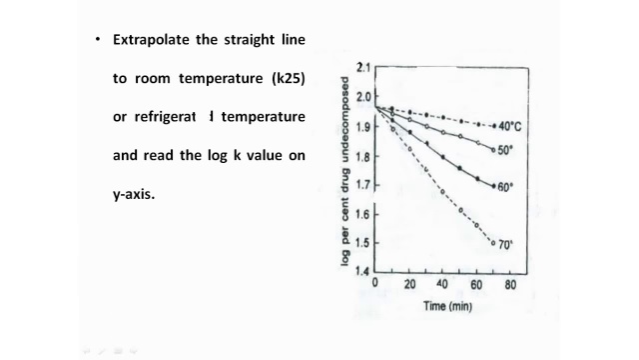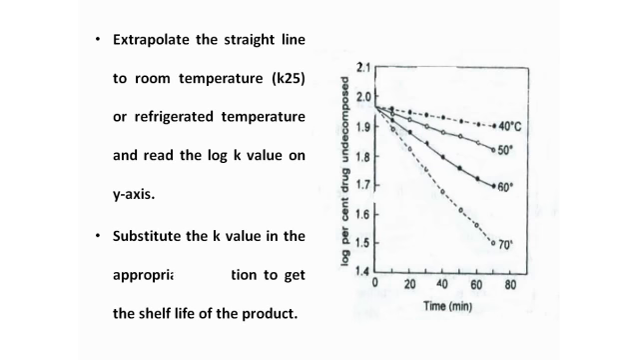This is the graph. So you see, now we have to extrapolate. So these are the different conditions. Suppose 40 degree, 50 degree, 60 degree, 70 degree, right? We have to extrapolate just in this way to the room temperature, that is K25. At the room temperature we are going to get the K25, right, or the refrigerated temperature. Done. So now simply substitute this K value in the appropriate equation to get the shelf life of the product.